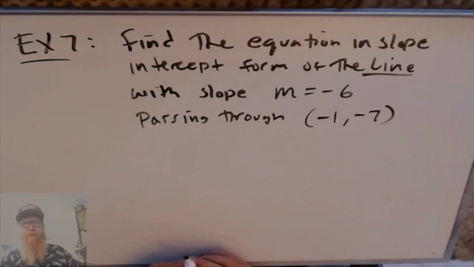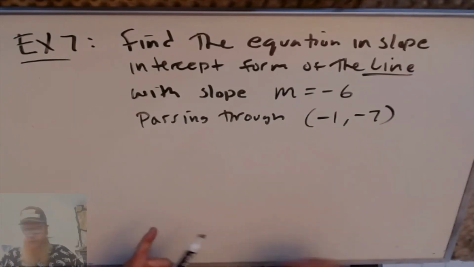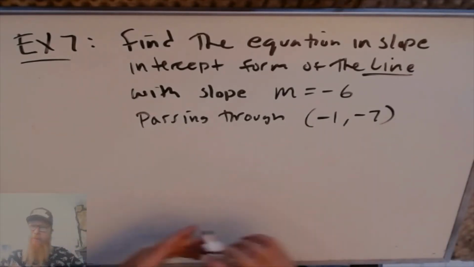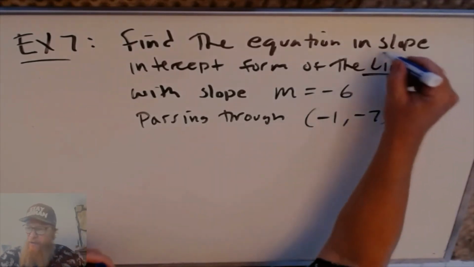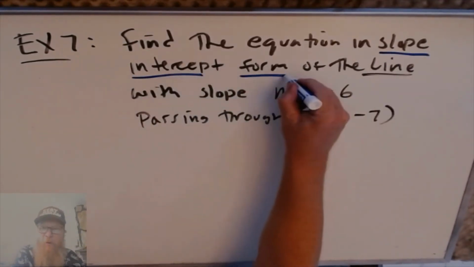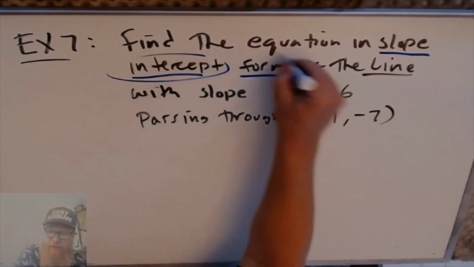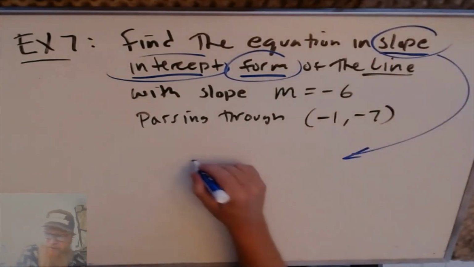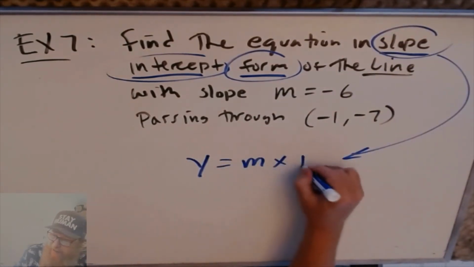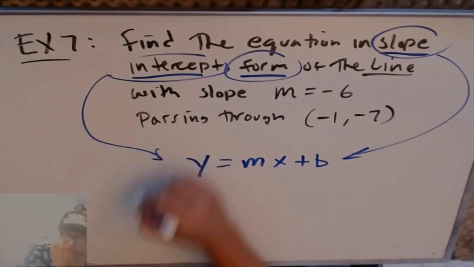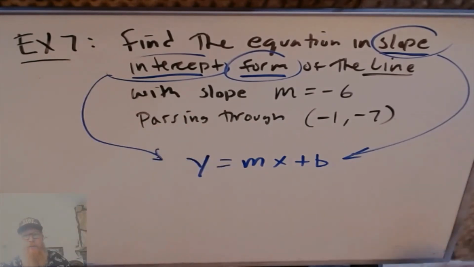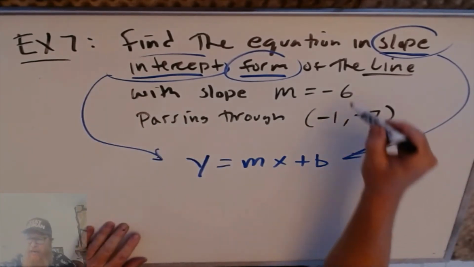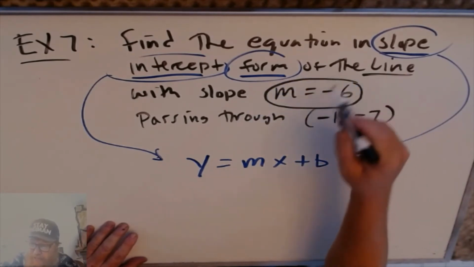All right. So we need to start off with a template. So we have slope-intercept form. That tells us to use y = mx + b, slope-intercept form. And you know that your slope is -6.